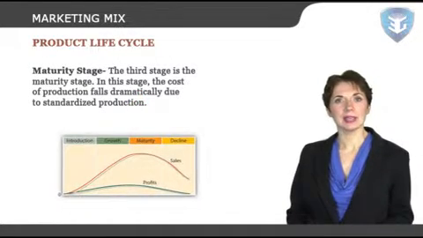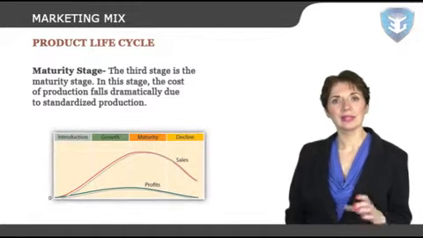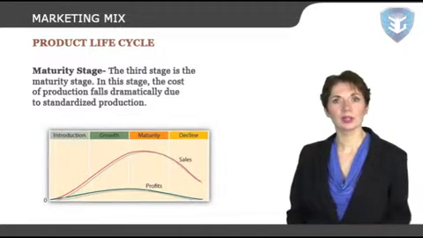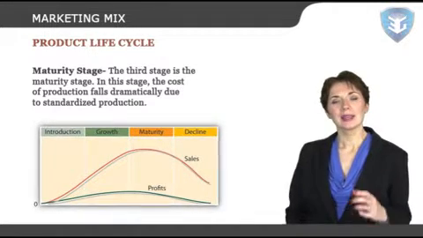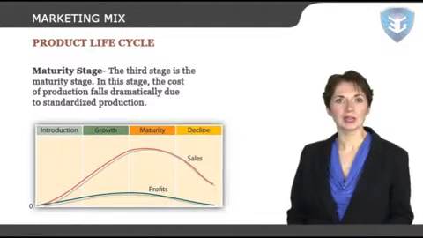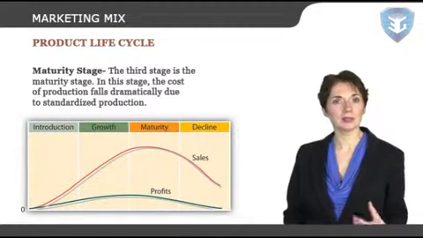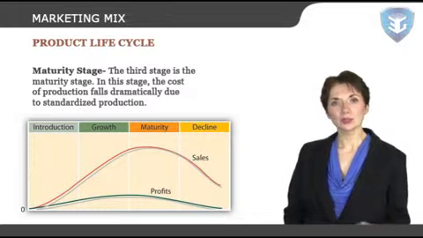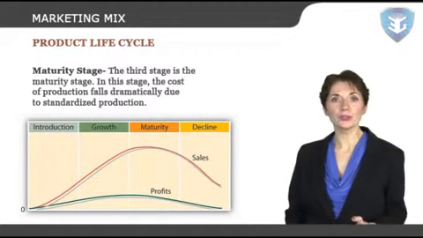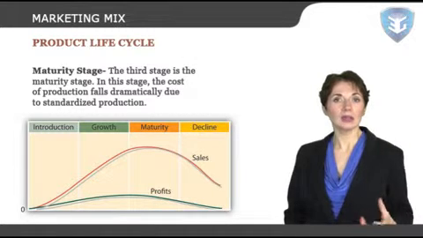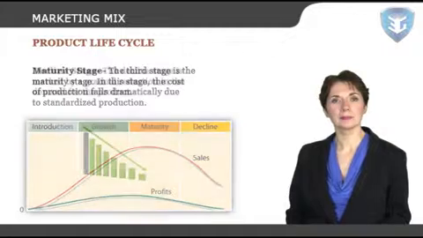Maturity stage. The third stage is the maturity stage. In this stage, the cost of production falls dramatically due to standardized production. This ensures mass production, and hence the company receives the benefits of economies of scale. In the maturity stage, the production and the technology may also be exported to developing and underdeveloped countries, where the cost of production will be lower.